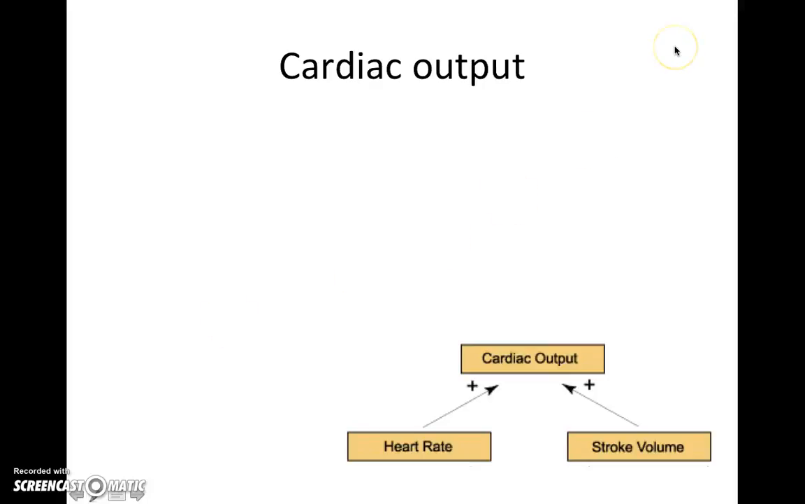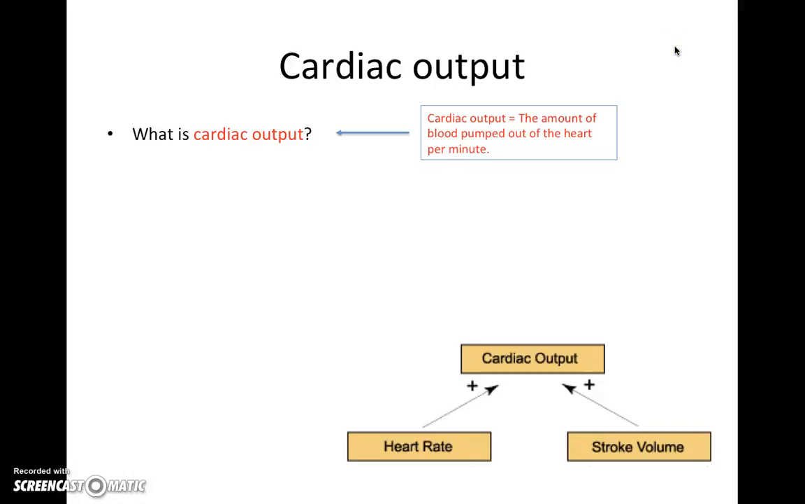Cardiac output. So, cardiac output is also a short-term effect of exercise on the cardiorespiratory system. So, what is cardiac output and what happens to it? Cardiac output is the amount of blood pumped out of the heart per minute. Now, if you go back to your key terms, you'll have cardiac output. So, if you can get this term into it: cardiac output, the amount of blood pumped out of the heart per minute. The equation is heart rate times stroke volume equals cardiac output.